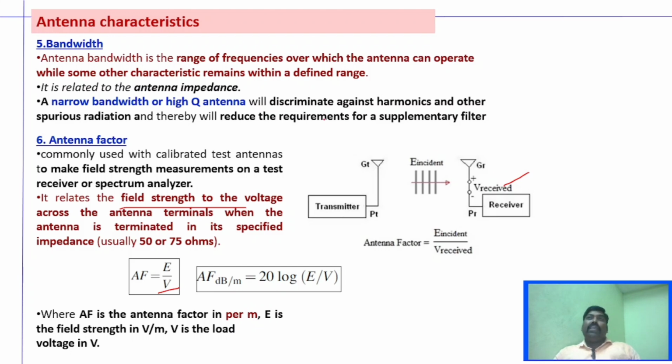And it is commonly used for calibrating the test antenna to make field strength measurements on a test receiver or spectrum analyzer, right? And AF is the antenna factor per meter, E is the field strength in V per meter, and V is the load voltage, right?